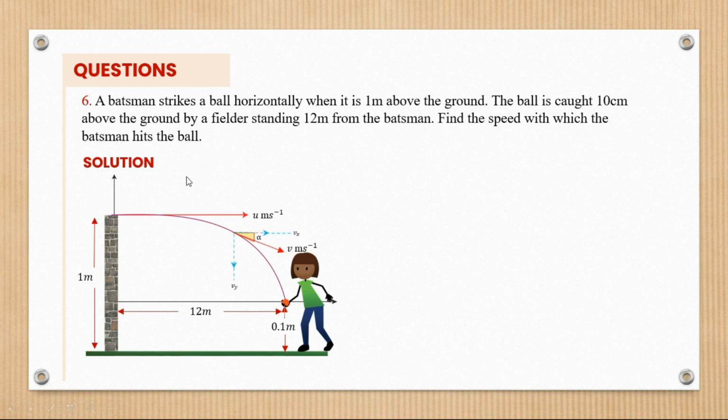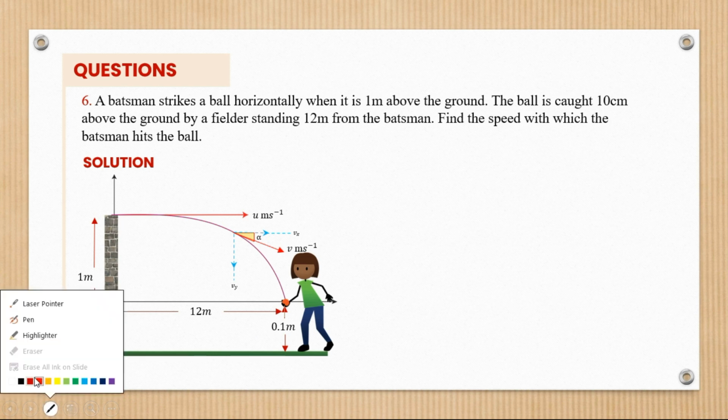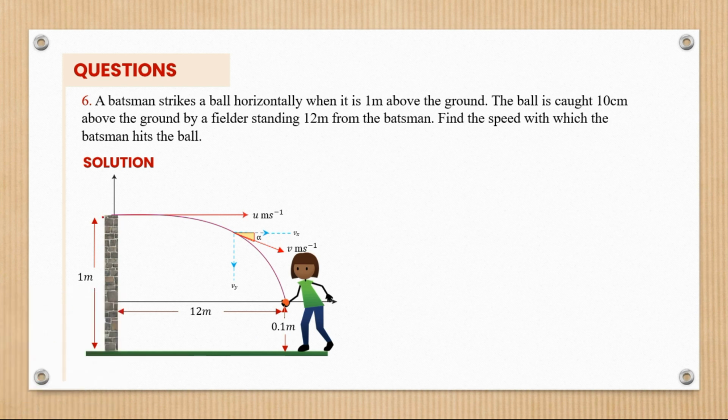Now our horizontal motion is in this region right here. So when we are solving this, the y value that we're going to be using in our calculations is going to be 1 minus 0.1, because we'll be considering the height, or the value of y, from this point to that point only in this case.